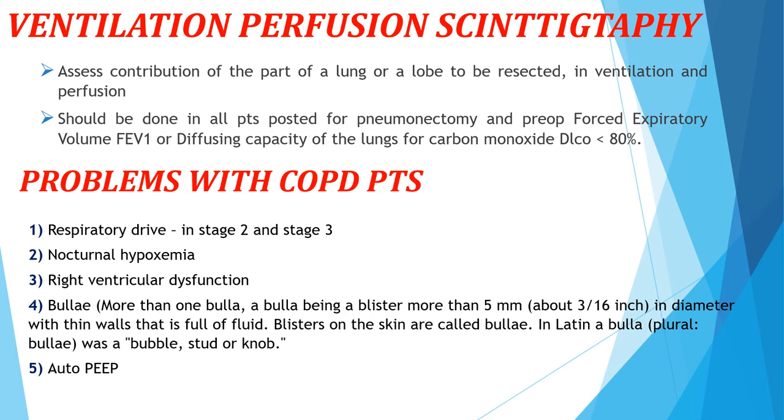Ventilation perfusion scintigraphy. Assess the contribution of the part of the lung or lobe to be resected, in ventilation and perfusion. It should be done in all patients posted for pneumonectomy, with pre-op forced expiratory volume and diffusion capacity of the lung for carbon monoxide. So the lung should be enriched with oxygen and enriched with blood so that it keeps functioning throughout the surgery.